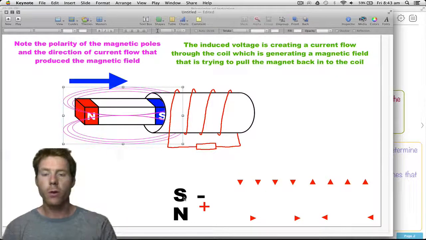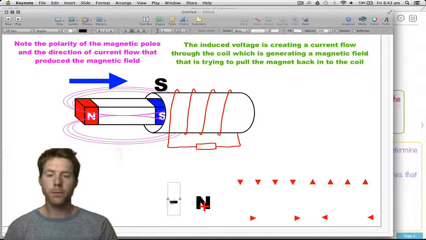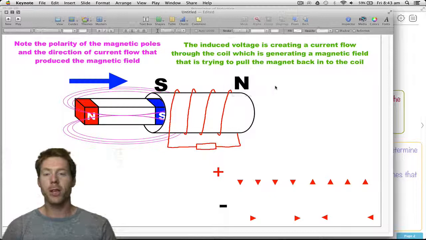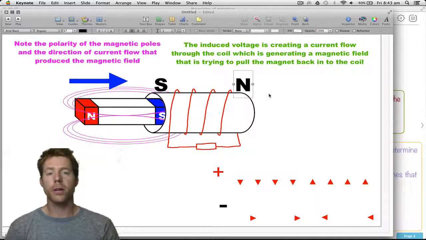That gives us current flow, and then that current flow results in a magnetic field that's opposing this other one. There we go, coming in there. So therefore a south pole will show up over here, because if you put a south and a south together, they repel. It's trying to push it out. Therefore the north pole must come up over the other side.